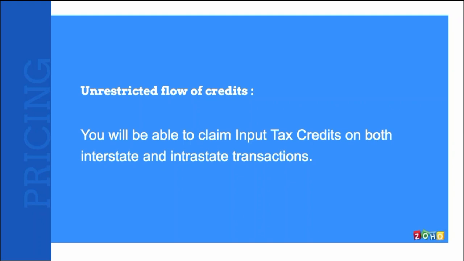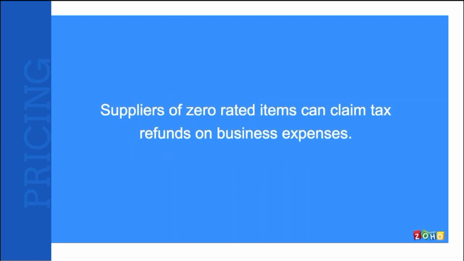If you are a supplier of items that are taxable under the GST, then the unrestricted flow of credits would actually be useful to me. What if you are a businessman who sells zero rated goods like food grains? In those cases, even you have an advantage. Suppliers of zero rated items can claim tax refunds on business expenses, and you don't have to charge GST to your customer. So even you have an advantage.